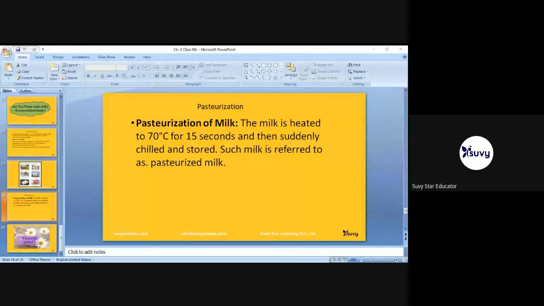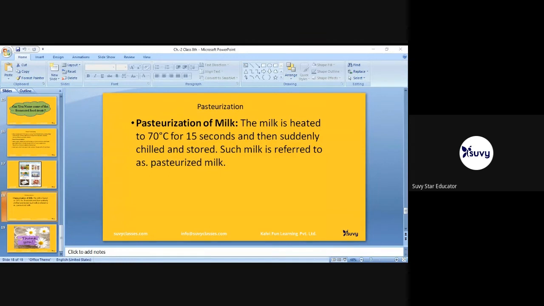Okay, so Sri Lakshmi, pasteurization is a preservation method. For now, just remember that it is done for preserving milk. What we do is heat up the milk to 70 degrees Celsius for 15 seconds. This is different from boiling the milk. In boiling, we go beyond 70 degrees Celsius. In pasteurization, we stick to 65 to 70 degrees Celsius, and we heat the milk for 15 seconds, and then suddenly it is chilled and stored.